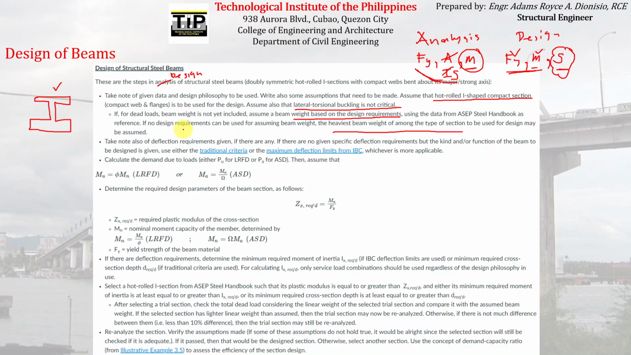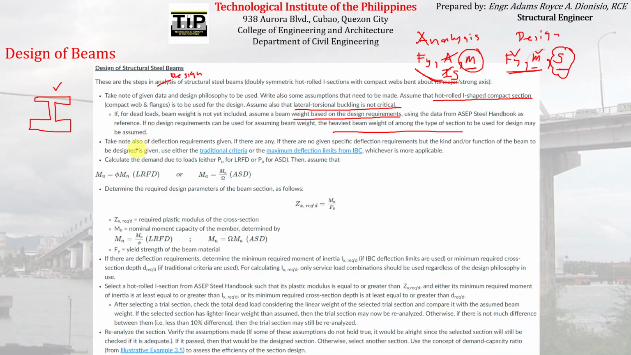You cannot have a final design using one iteration only. So you must have several iterations of trial and error for you to have a final design. Okay, so just to be able to start the design process, the iterative process, you must have an initial section for the beam weight consideration.